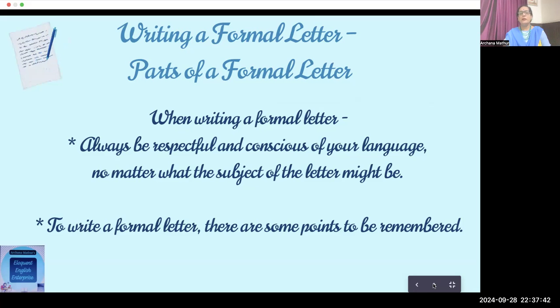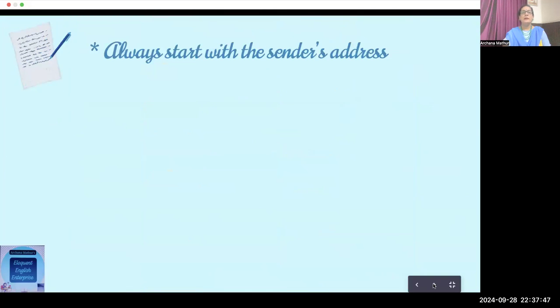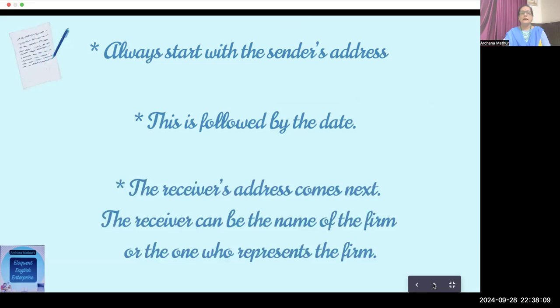So when we write a formal letter, there are a few points which have to be remembered. Firstly, always start with the sender's address. Like, format is very important as per CBSE rules, and even otherwise, whether you're appearing for ICSE or ISC, or it's HBSE or any board for that matter, formatting of a letter is very important. So we start with the sender's address, which is followed by the date. Then it's the receiver's address, which comes next.